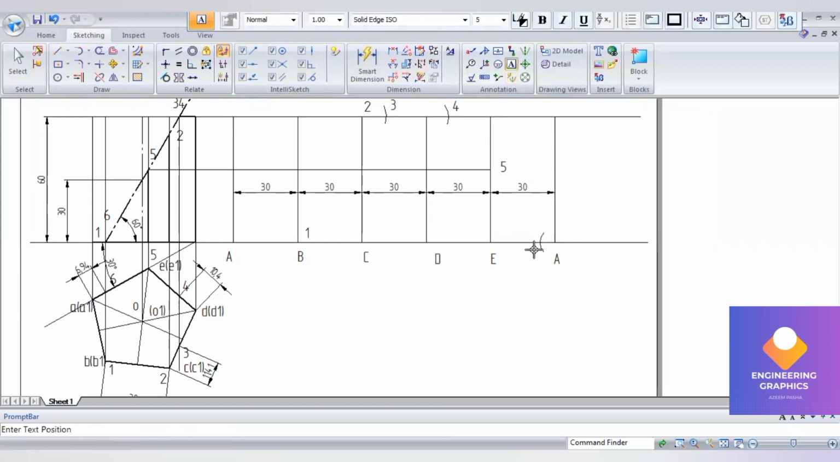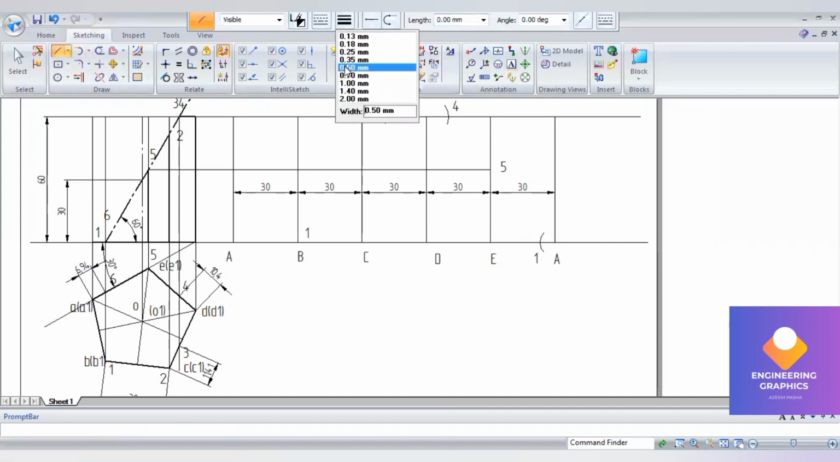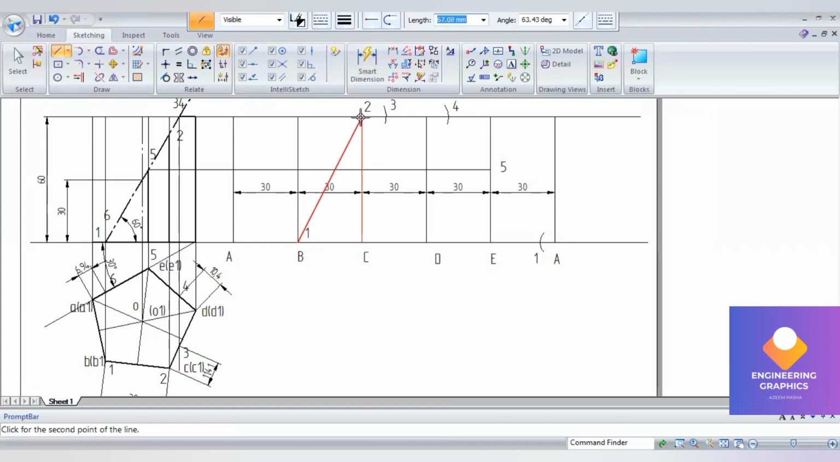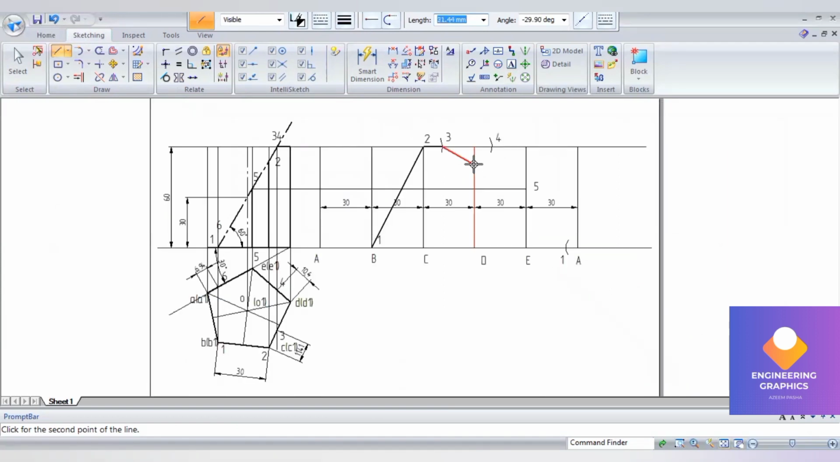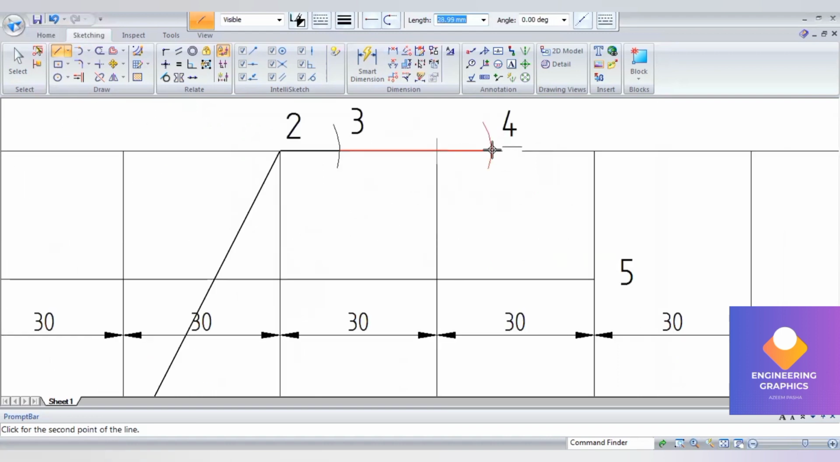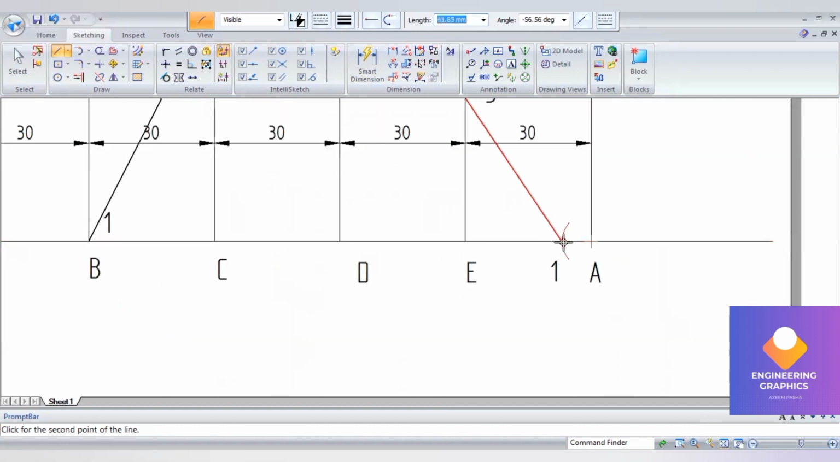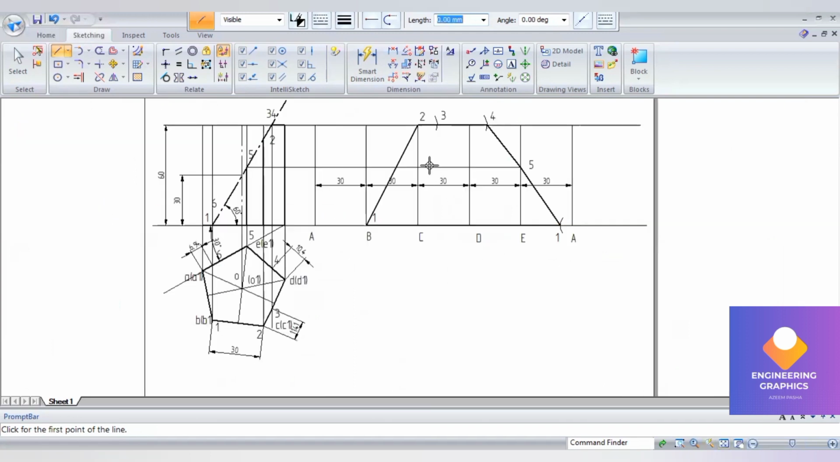Okay, this is your point number 6, or 1, you can give, no problem, 1 or 6, no problem, you can give. Now you can join all these points with a straight line. This is what the development is.